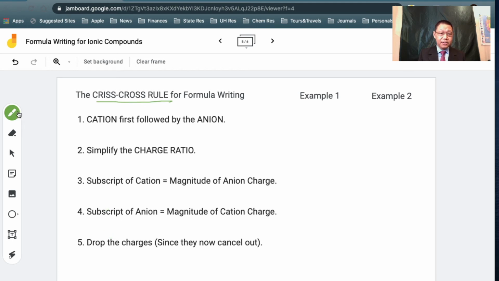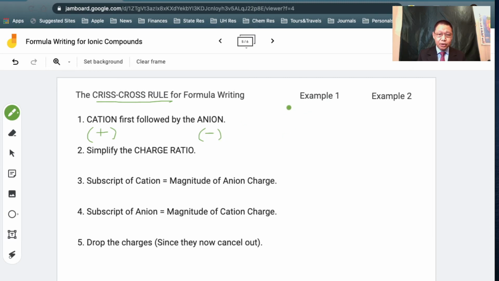The first thing to remember is that you have to write the cation first, followed by the anion. What's a cation? A cation is just a positive charge. An anion is a negative charge. So they're both ions. One is positive, one is negative. You always write the positive before the negative. Let me give you an example of that.